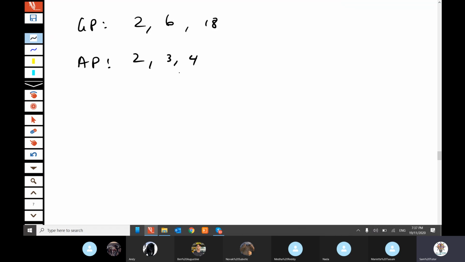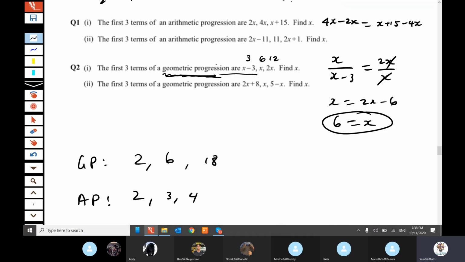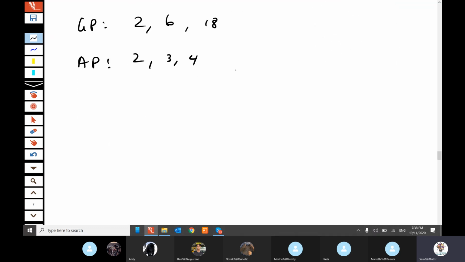What makes this an AP? You plus or minus. Yeah. So that's how we're getting these definitions. So hold on. What makes this an AP? The fact that 3 take away 2 is the same as 4 take away 3. What makes this a GP? The fact that the ratios are equal.